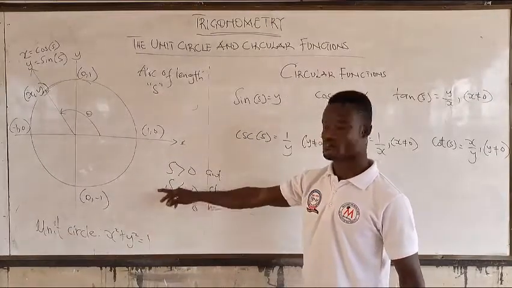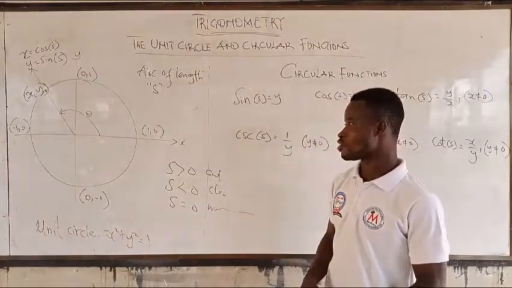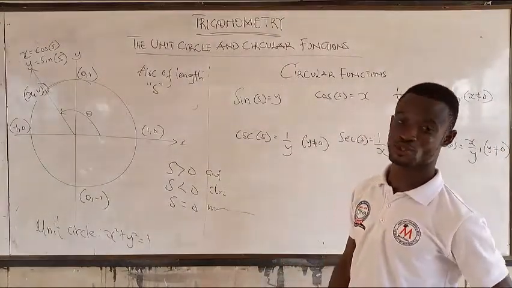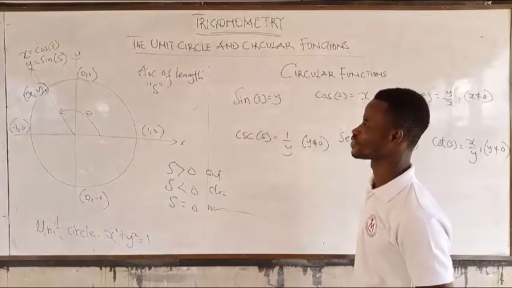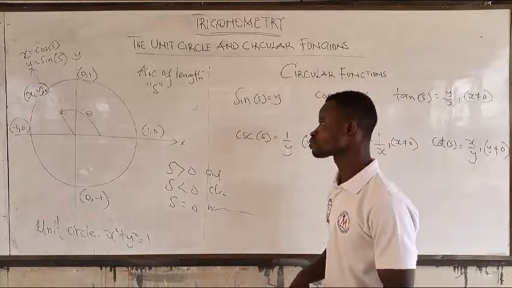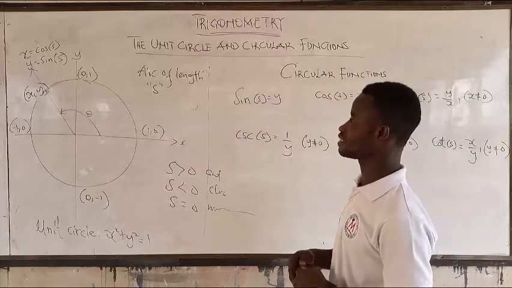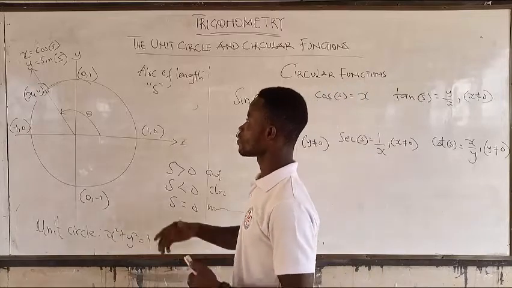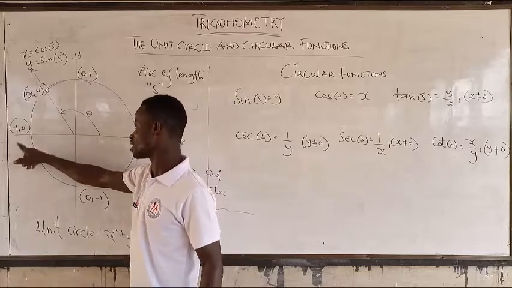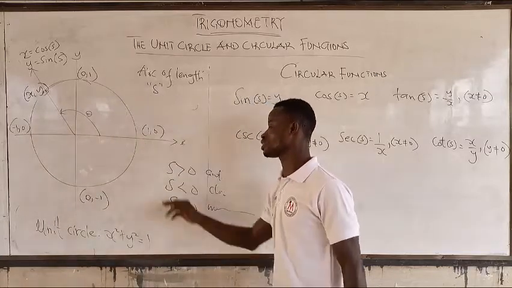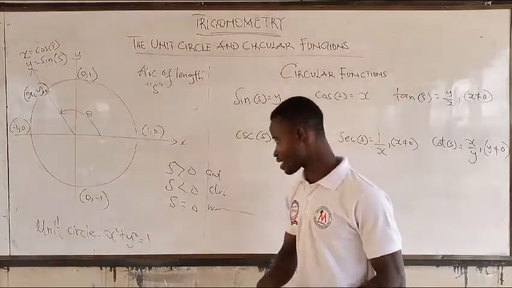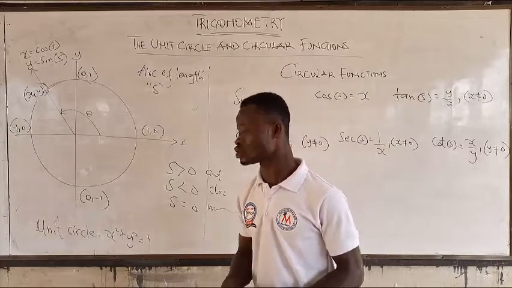I'm sure this is not your first time seeing this, from your previous knowledge in geometry, maybe Geometry 2, when you were learning about the conic sections and all that. Very good. Now, the point here is (0, 1), the point here is (-1, 0), the point here is (0, -1), the point here is (1, 0). That's the starting point.